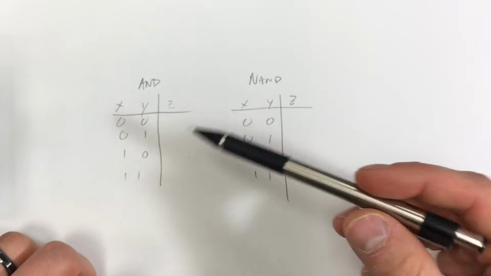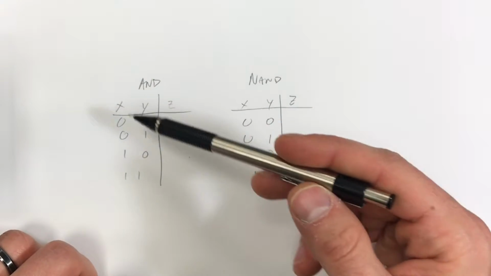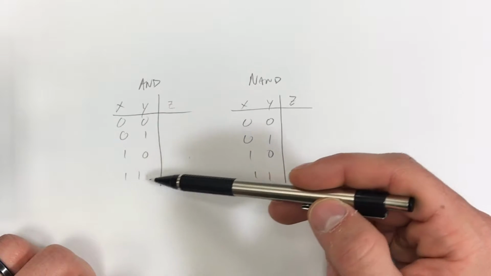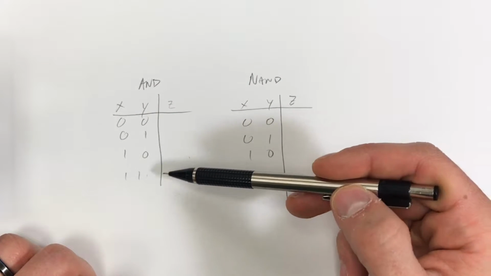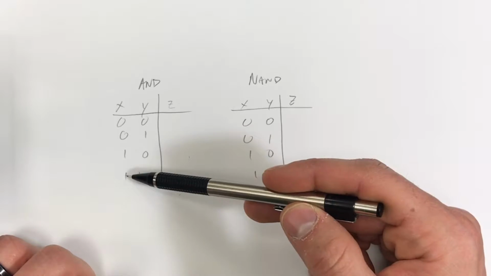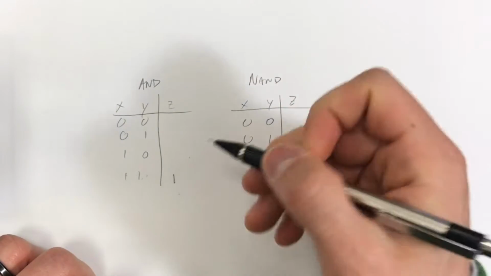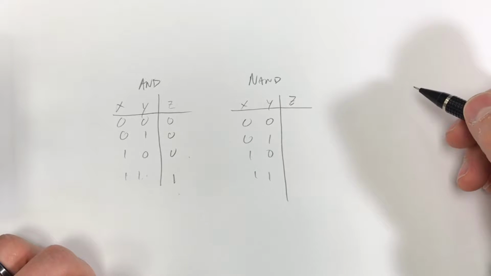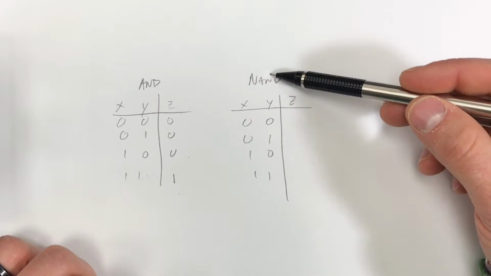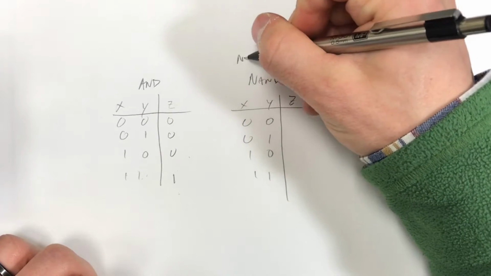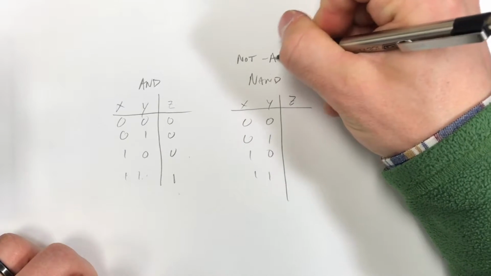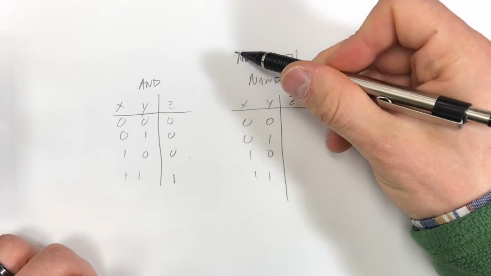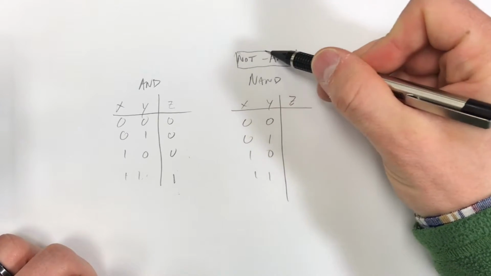In an AND truth table, X and Y have to both be 1 for the Z output to be 1, right? So X and Y is 1, so the output is 1. The rest are zeros. Okay? And if we look at the NAND gate, this is a not AND gate. So we're looking for when it's not an AND gate.